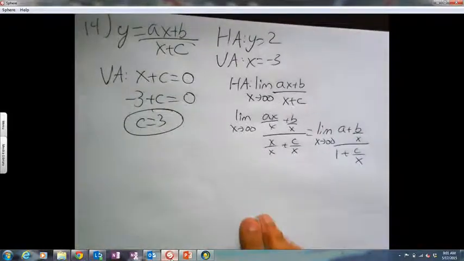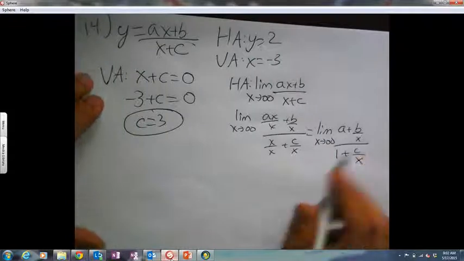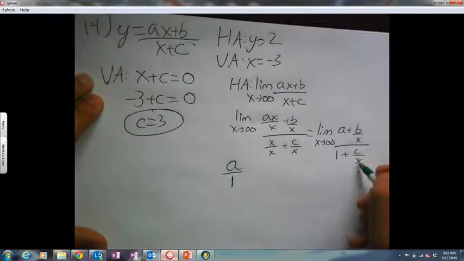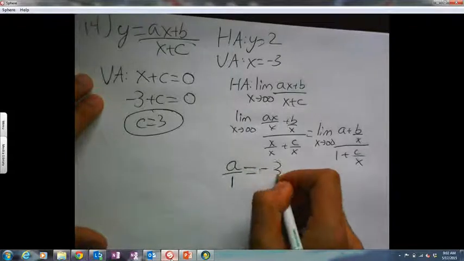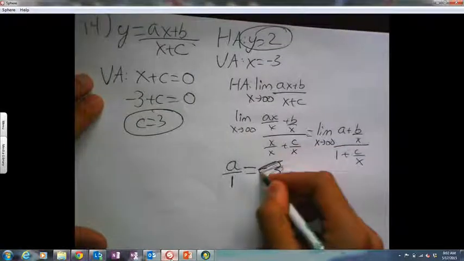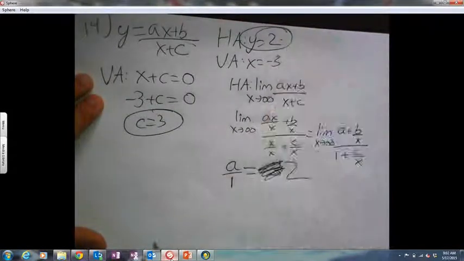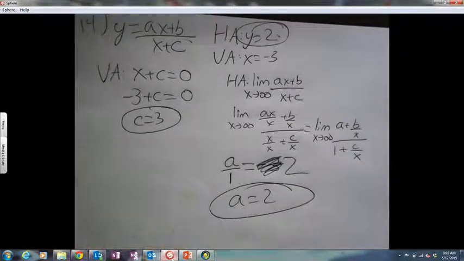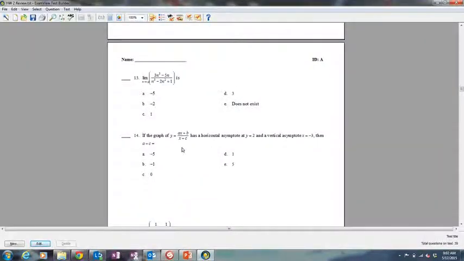Plug in infinity to both now. This is just a over 1, b over infinity is 0, c over infinity is 0. a over 1 equals 2, because that's where the horizontal asymptote is. So a must be 2. c is 3, a is 2. What are they asking me to do? They want to find a plus c, so that is E, 5.